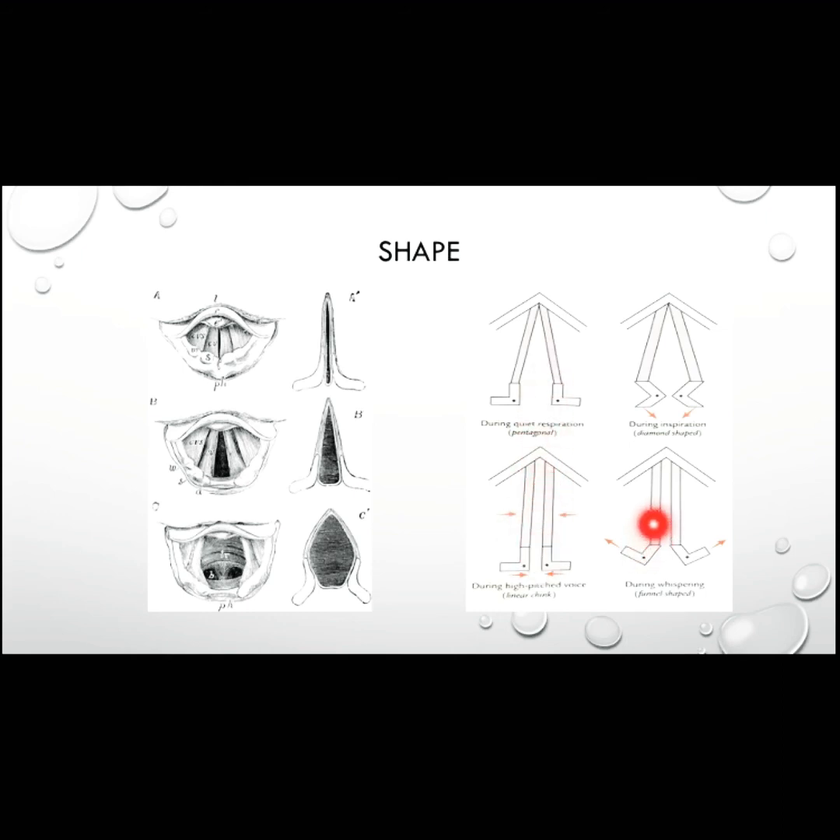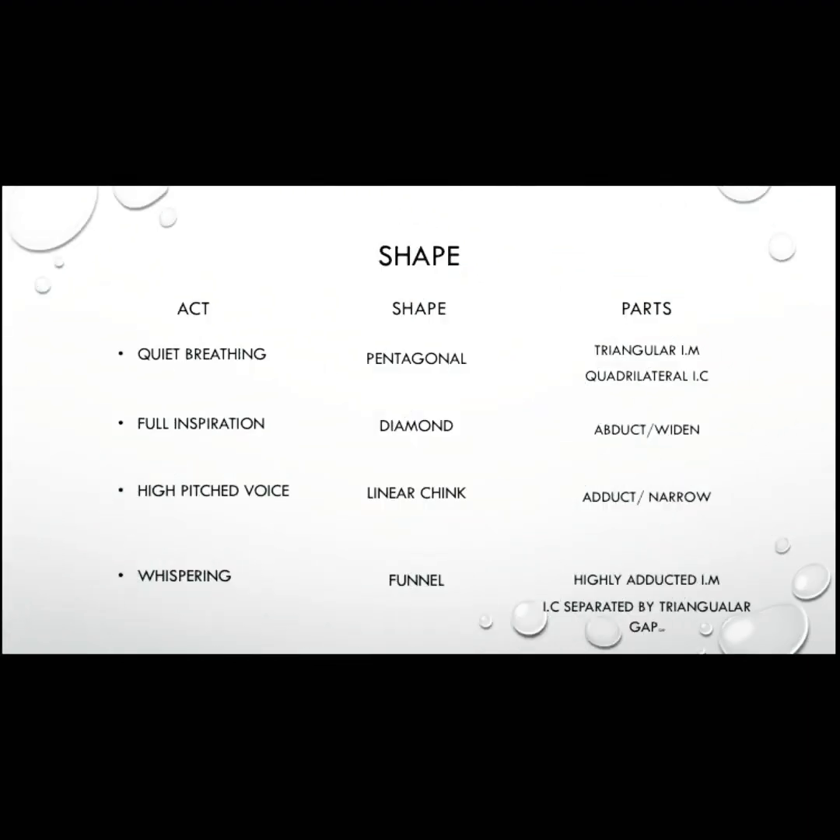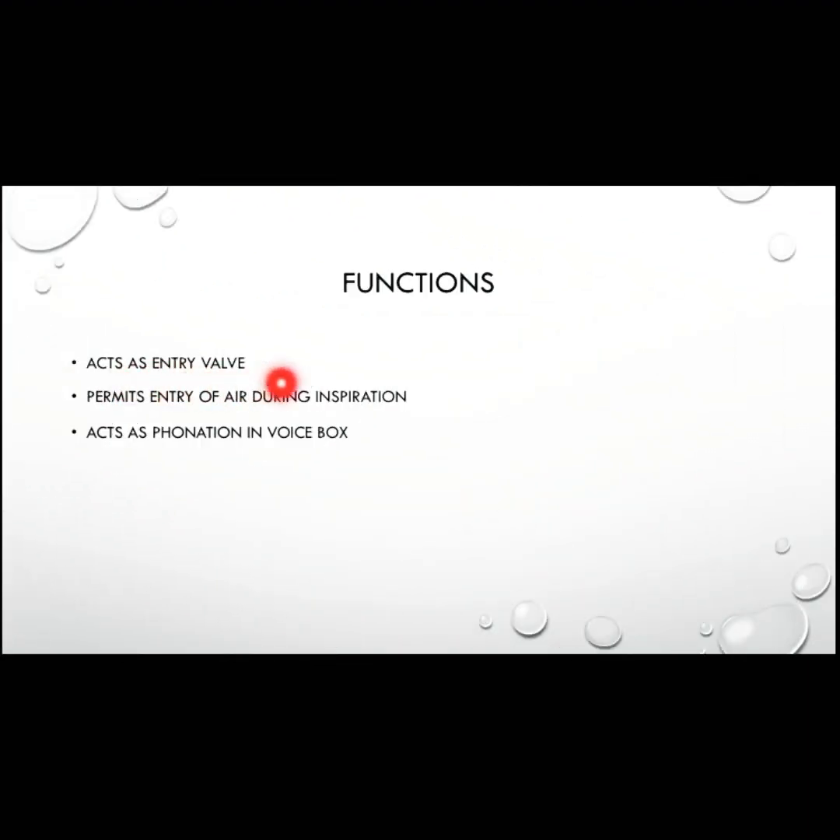While whispering, it reduces to a funnel-shaped structure since the intermembranous part highly adducts itself or becomes narrower and the intercartilaginous part separates itself by a triangular gap. Next is its function. This Rima glottidis acts as an entry valve. It permits the air during inspiration and it also helps in speech.